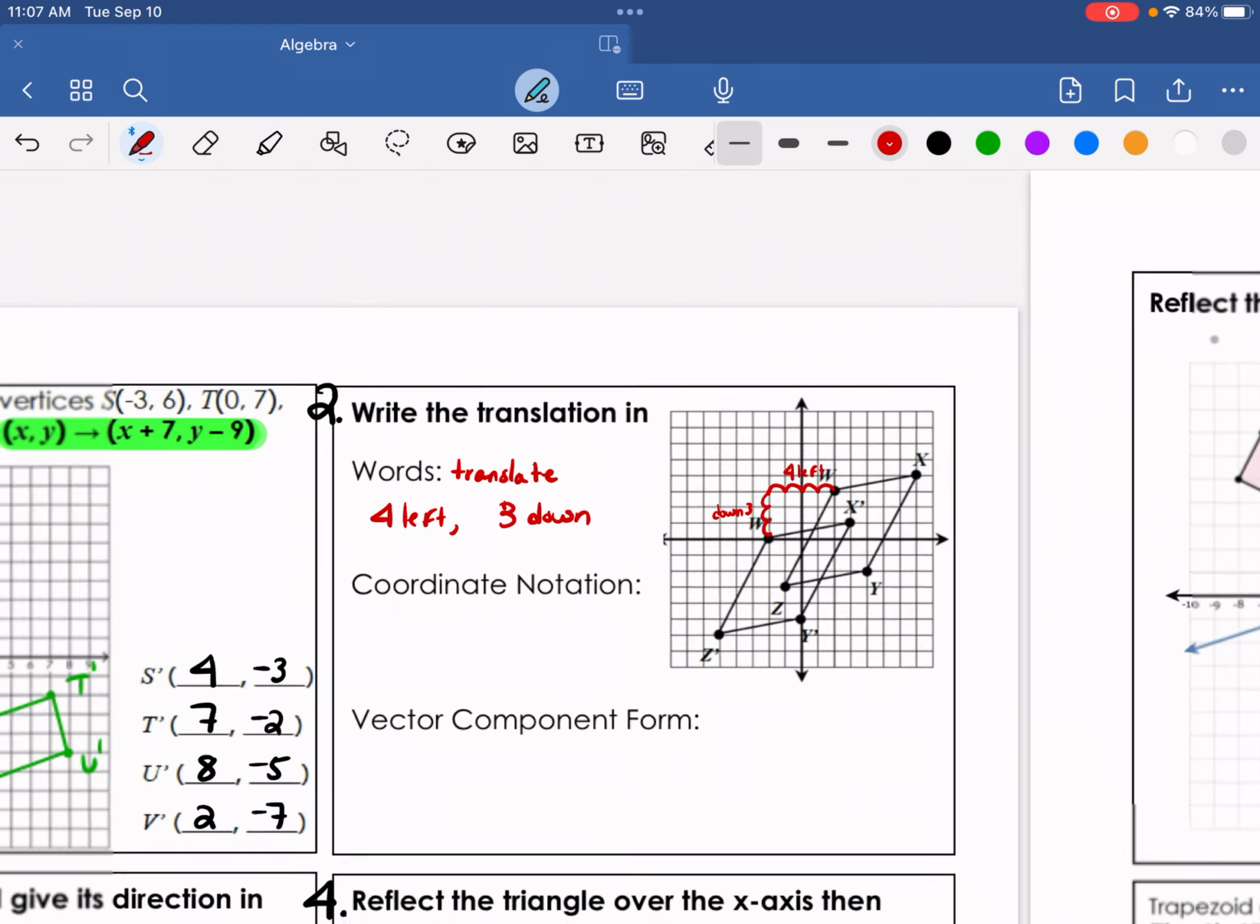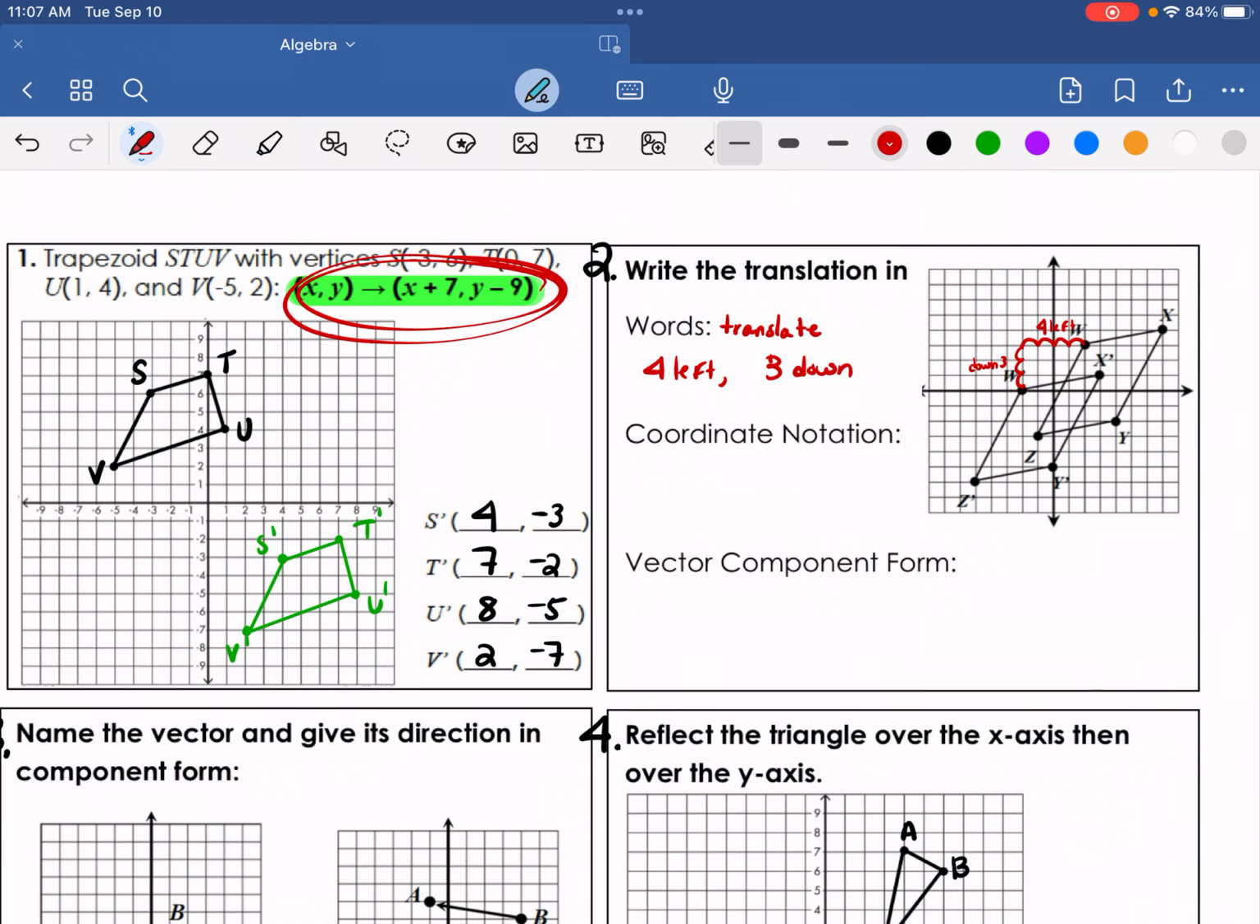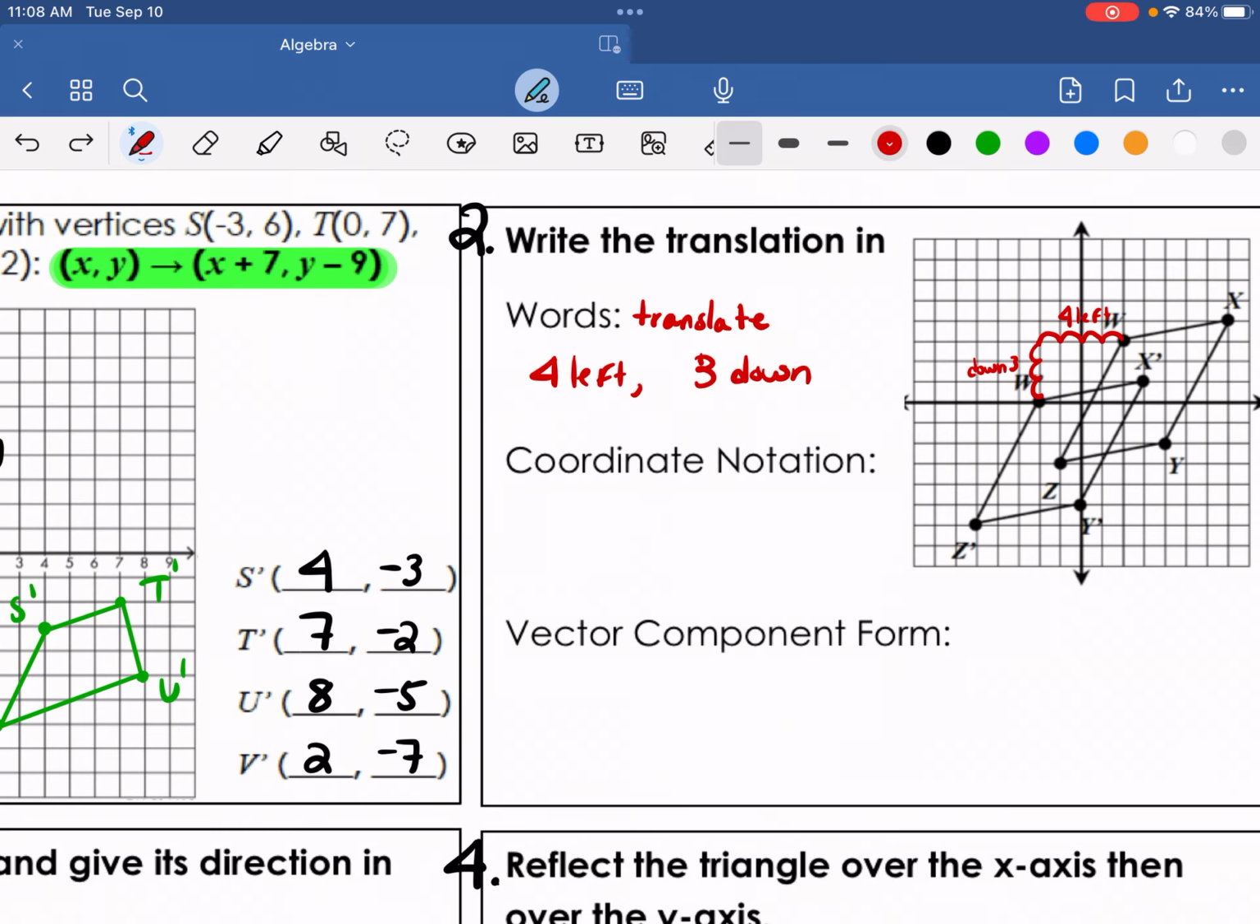Number 2, coordinate notation. This is coordinate notation, guys. A lot of you guys were asking me, so you need to copy something similar. Okay, that's coordinate notation. So I'm just going to write what's highlighted. X comma y. It means each point is going to move. It's going to translate. X. Okay, did it go right, left? It went left, so that's a minus. And it went 4 to the left. And y. And it went down 3, so that's a minus 3.